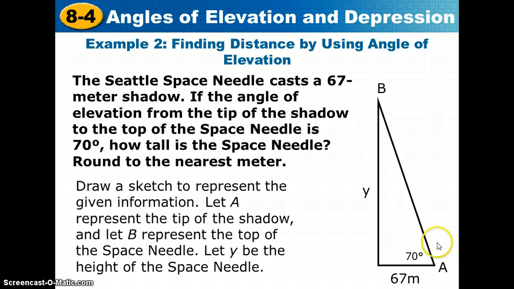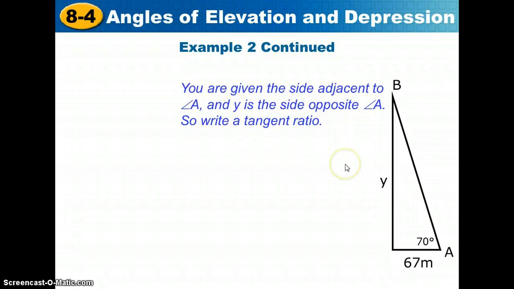So we need to draw our sketch like this and fill it in as I've filled in here. We can label A as the tip of the shadow, B represents the top of the Space Needle, and Y is going to represent the height of that Space Needle. And we have our 70-degree angle of elevation. That angle is formed by the horizontal along the ground and our line of sight from the ground at the tip of the shadow up to the top of the Space Needle. So using this triangle, we can find the value of y using our trig ratios.